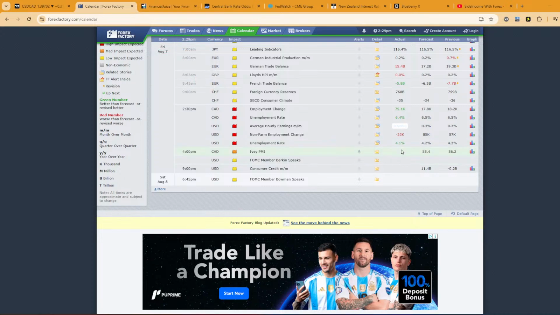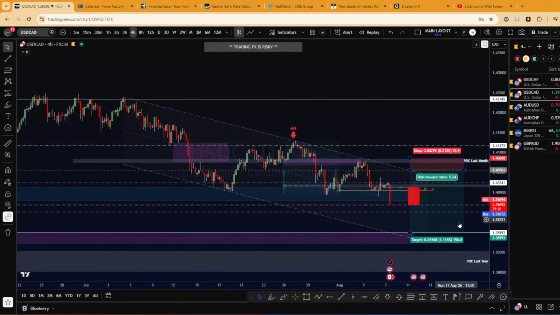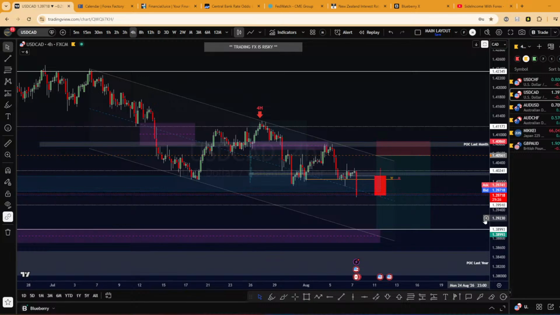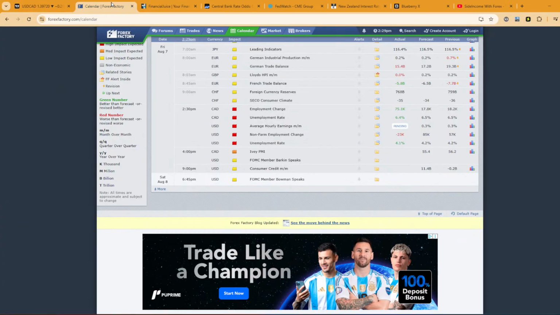Weak. Weak report. A weakness on the US dollar. Yes. This is crazy. I did not expect a weak one. 23,000 jobs lost. Worse than expected. Very much worse than expected. We got an unemployment rate around 4.1%. It's okay.